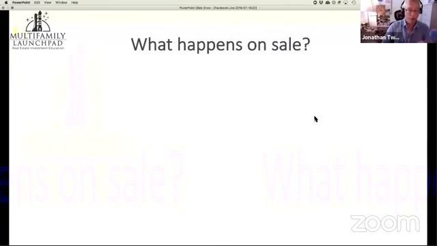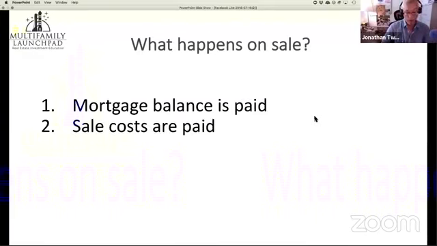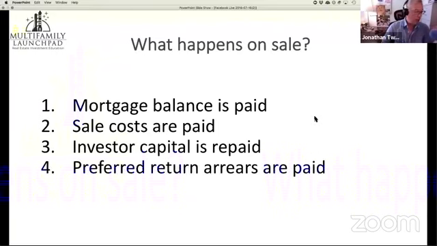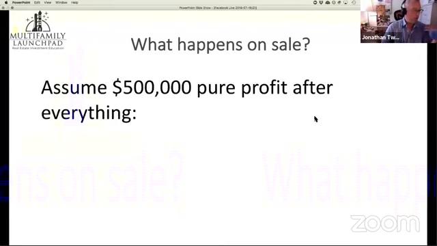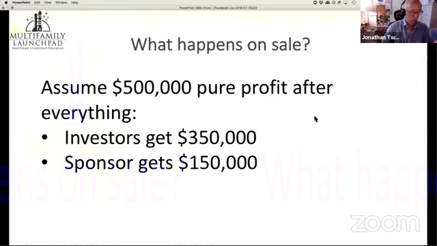Okay, so what happens on the sale of the asset? Well, the mortgage balance is paid. The sale costs are paid. Those are primarily broker's fees, some legal fees. Your investor capital is repaid, and then the preferred return arrears, if there are any, are paid. And finally, in this example, the profits are split according to that 70-30 split. So let's assume that there's $500,000 of pure profit after all the costs and after all the amortization and everything. The investors are going to get $350,000 of it, and you are going to get $150,000. This is assuming that there's no arrears, okay?